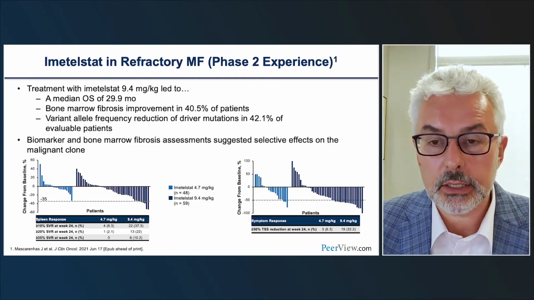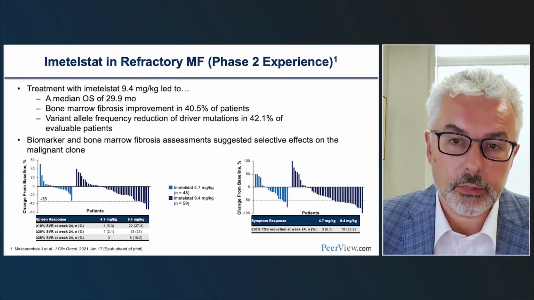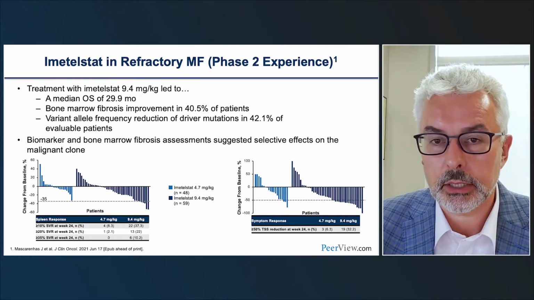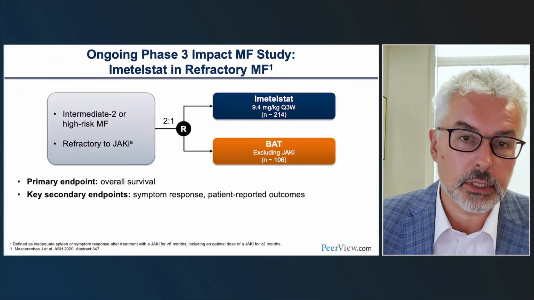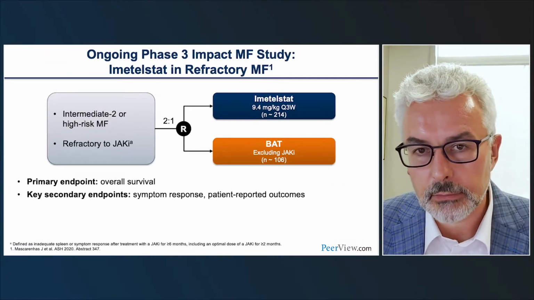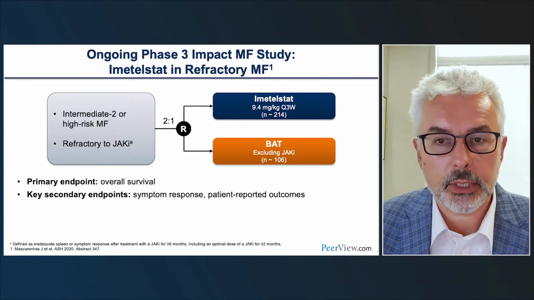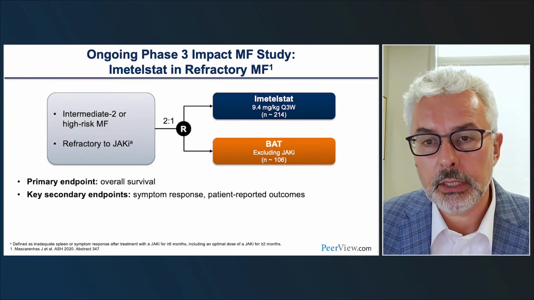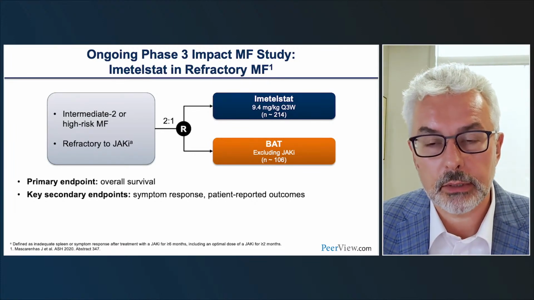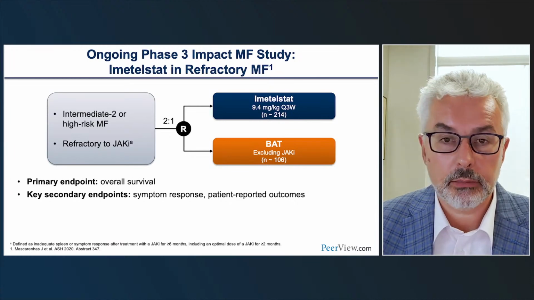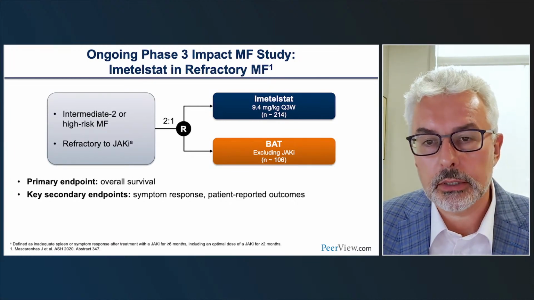So based on this type of results, suggestive of a prolongation of life, suggestive of significant biological activities and decent clinical activities, we have underway a study which is comparing in the second-line setting. It's called the IMPACT study, comparing the imetelstat higher dose, 9.4 milligram per kilogram, IV every 3 weeks, to best available therapy, excluding JAK inhibitors. People already failed that JAK inhibitor. This is to prolong survival.